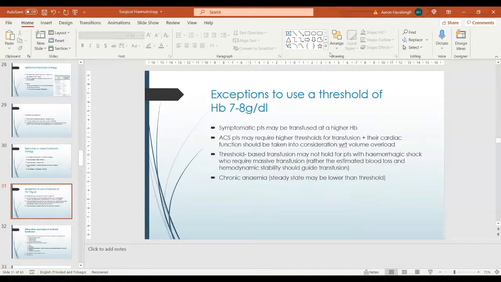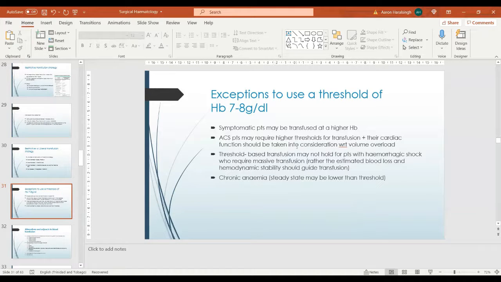There are a few exceptions to this 7 to 8 threshold, and one of those is that if the patient is symptomatic, they can be transfused at a higher hemoglobin level. If they've got chronic anemia, then their steady state might be lower than the threshold. For example, you can have somebody with sickle cell disease who has a steady state of 6.5, and that patient does not require transfusion because that's a steady state. They've been able to compensate for that from a physiological point of view for quite some time.